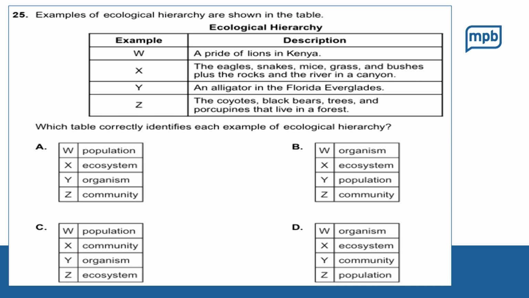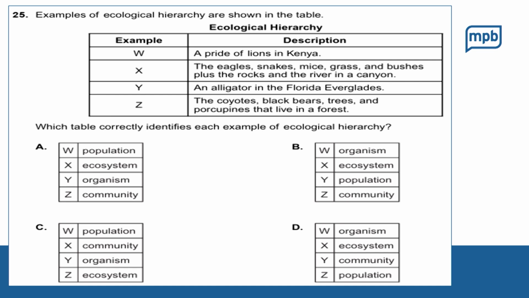All right, this says examples of ecological hierarchy are shown in the table below. Okay, so this is kind of like the first question that we got where we're getting a description and we're going to have to figure out what those different levels are. So W is a pride of lions, X is the eagle, snakes, mice, grass, and bushes, plus the rocks in the rivers and the canyon. Y is one alligator in the Florida Everglades, and then Z is the coyotes, black bears, trees, and porcupines that live in a forest.